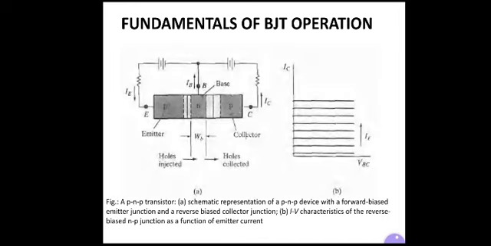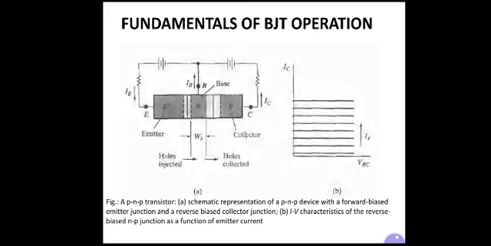So first let us discuss the fundamentals of BJT operation. This figure shows a PNP transistor. A PNP transistor is a three terminal device. It consists of three terminals, that is emitter, base and collector. The figure shows the schematic representation of a PNP device with a forward biased emitter junction and a reverse biased collector junction, that is figure number 1 or figure A.